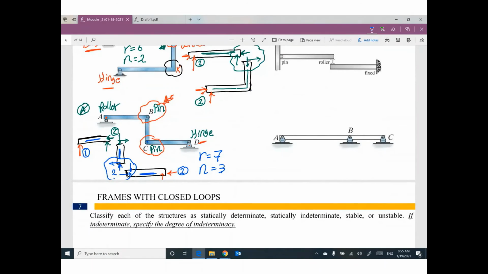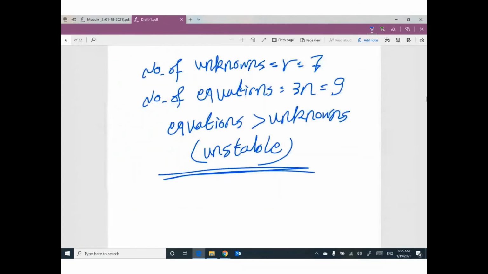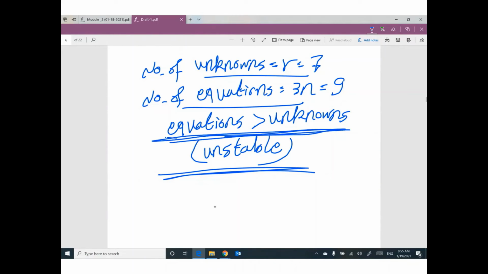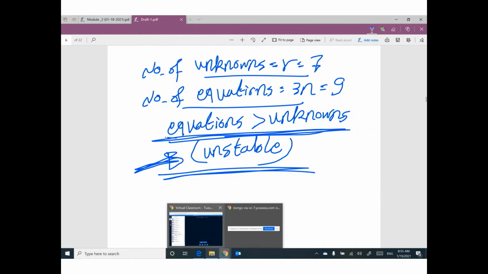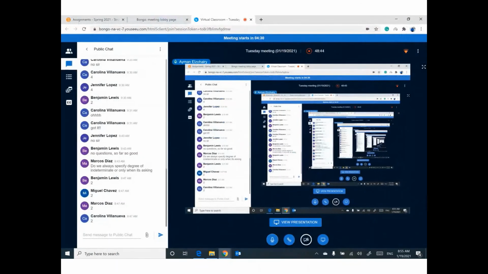I would like you to solve this type of problem like this. Do your separation, put your reactions, find the number of R, the number of N, do your calculations: the total number of unknowns, the total number of equations, and the relationship between equations and unknowns. Finally, tell me your conclusion about this structure. Easy? Looks good, I believe.